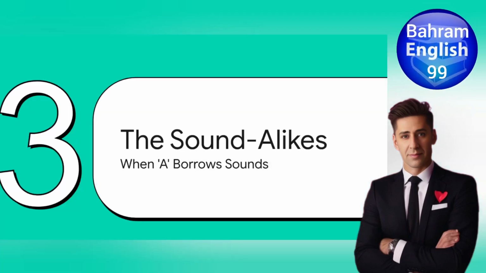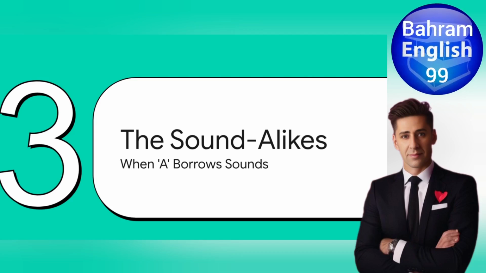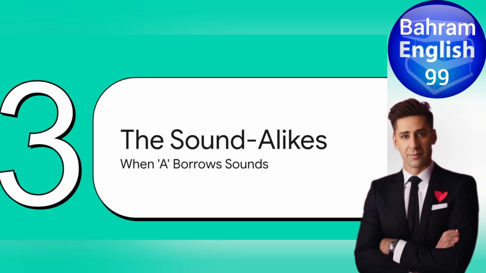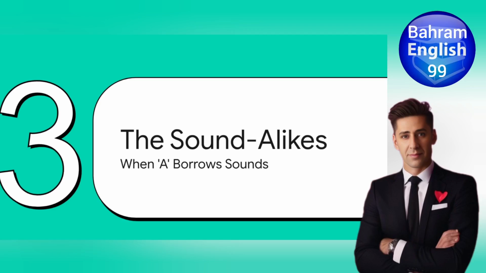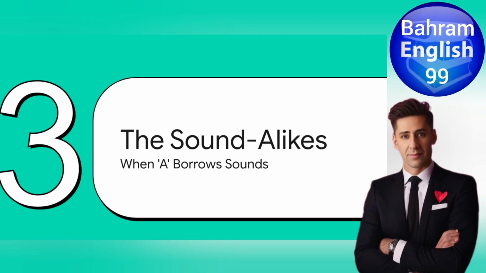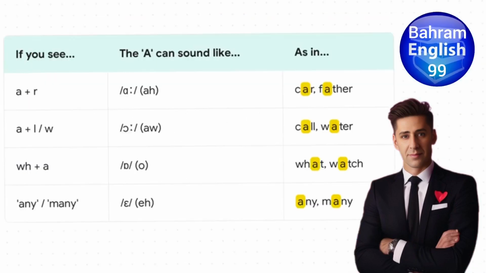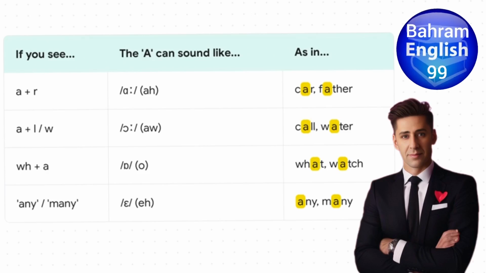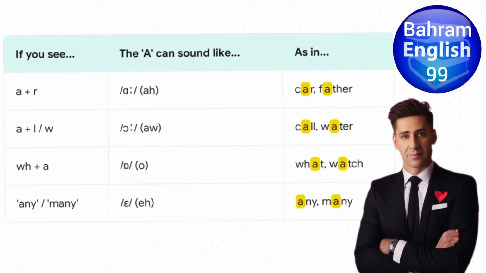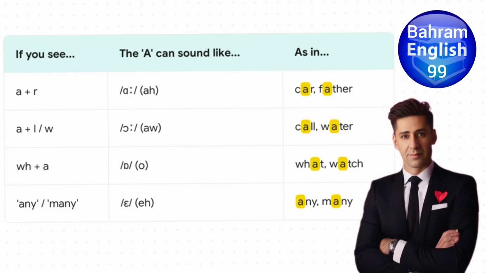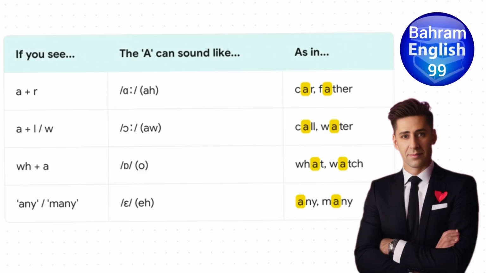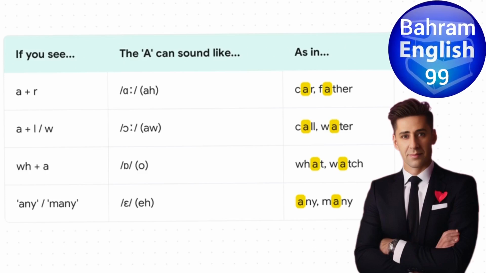It's a really powerful pattern to look for. Okay, section 3. This is where things get really interesting. We're calling this the sound-alikes, because this is where the letter A acts like a total chameleon, changing its sound to copy the letters around it. Just check this out. Put an R after the A, and you often get that deep ah sound, like in car. Put an L or a W next to it, and it becomes an aw sound, like in call or water. And get this. In words like what or watch, the A sounds just like a short O. It's incredible. It just borrows whatever sound it needs.